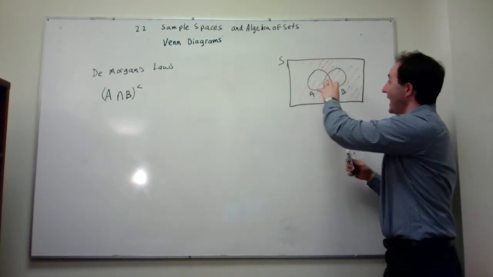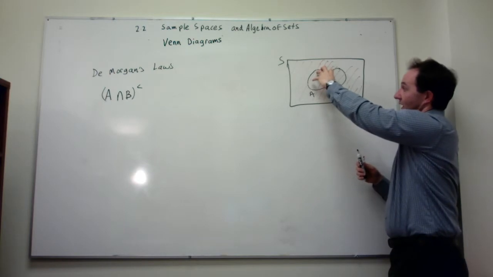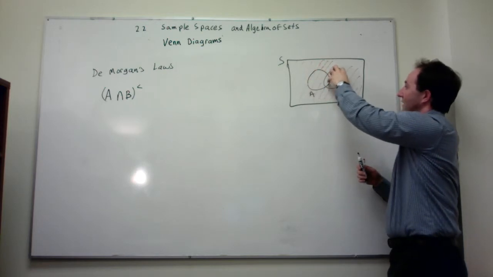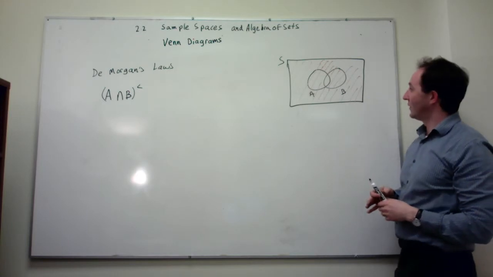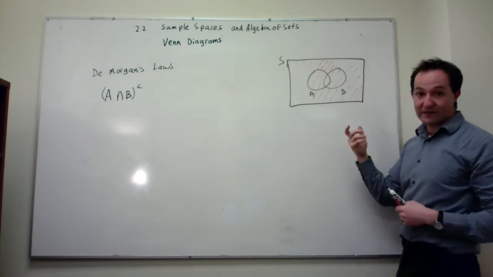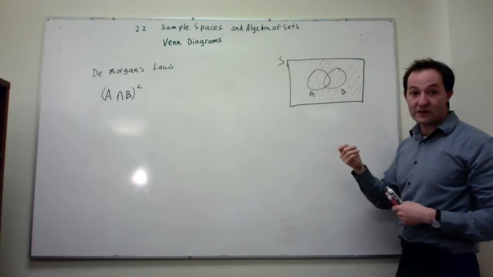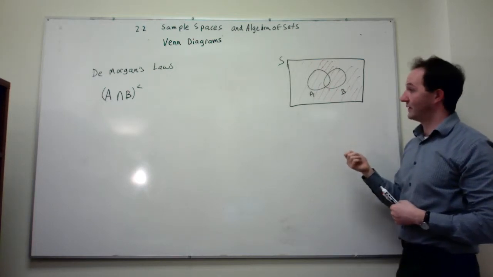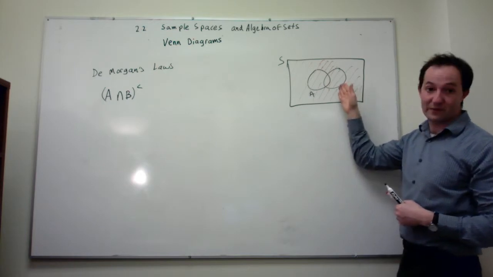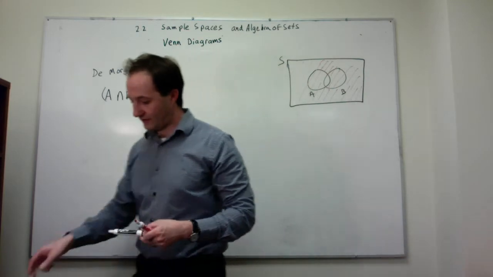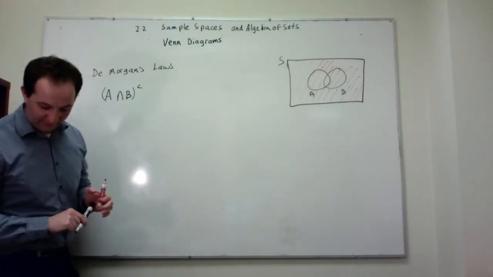If I think of A complement, it is everything that is outside of A. And B complement is everything that is outside of B. So the intersection of, the union of A complement and B complement is actually going to be equal to this set as well. So this is the first of the so-called De Morgan's laws.